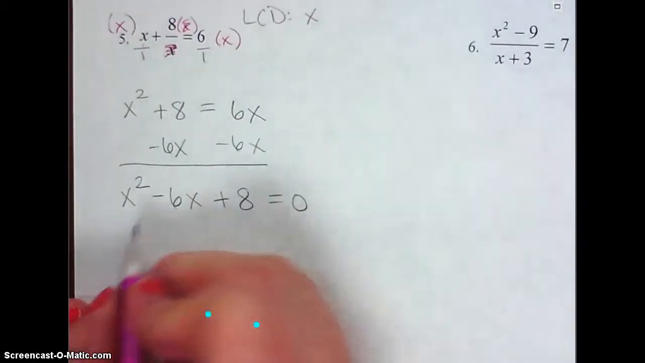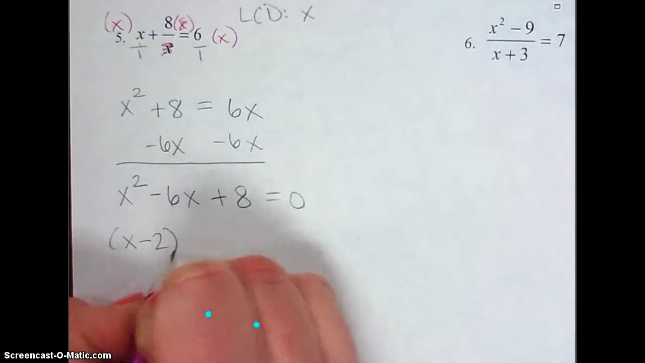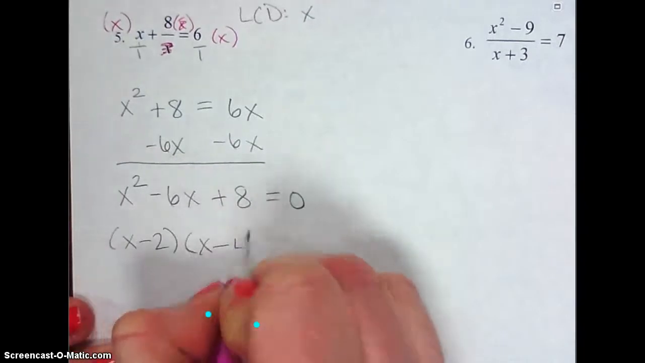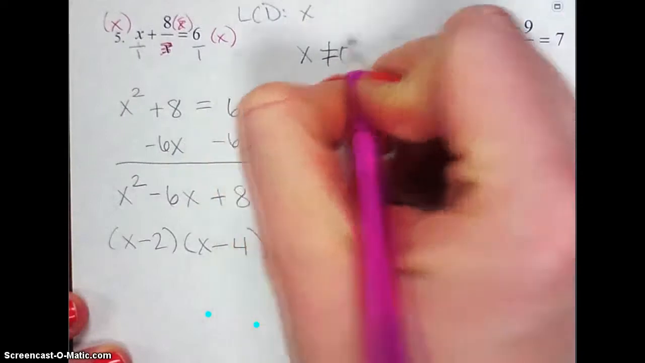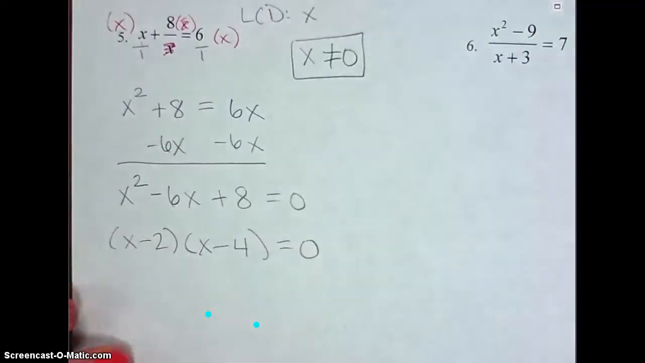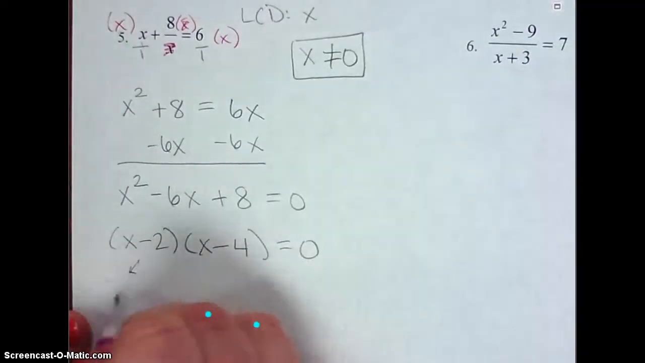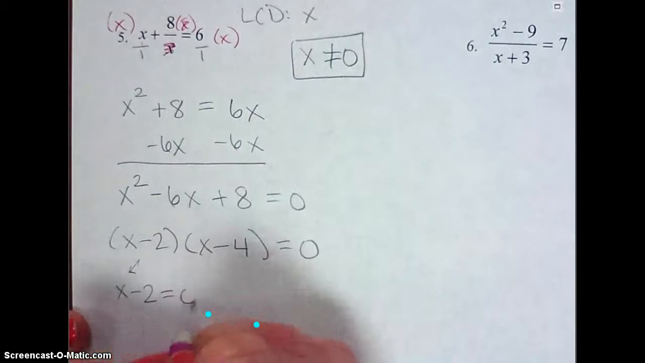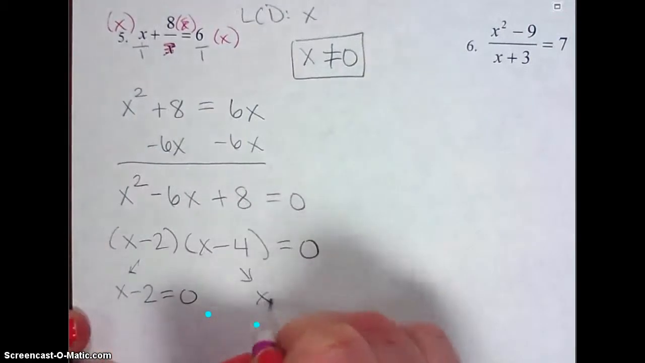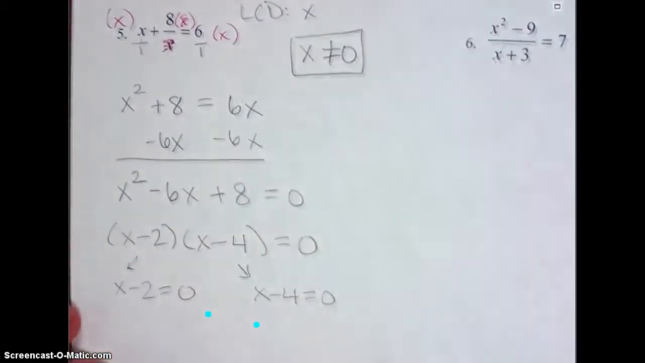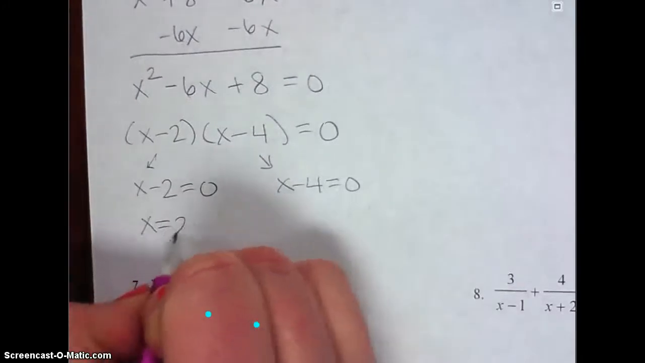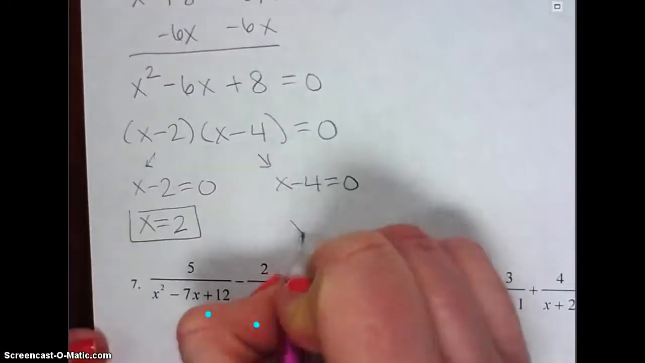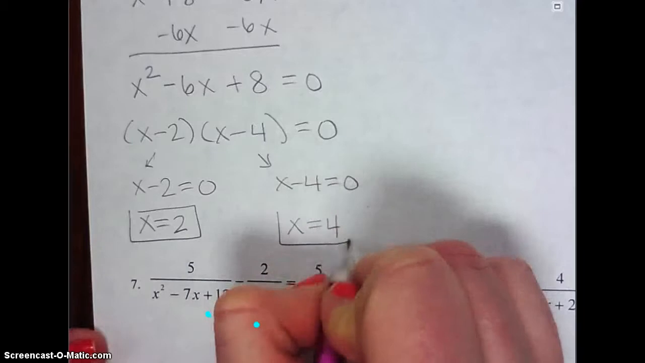And then you factor. So you should have gotten X minus 2, X minus 4. Oh, I didn't find the undefined. X cannot equal 0. Sorry. Split these up. X minus 2 equals 0. And X minus 4 equals 0. So X equals 2. And X equals 4.